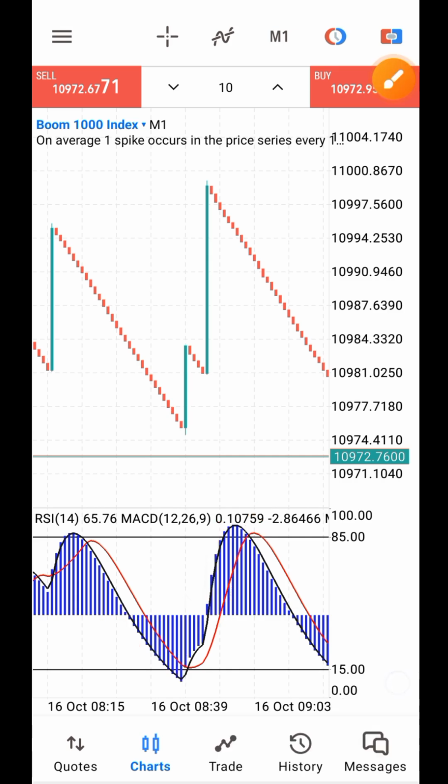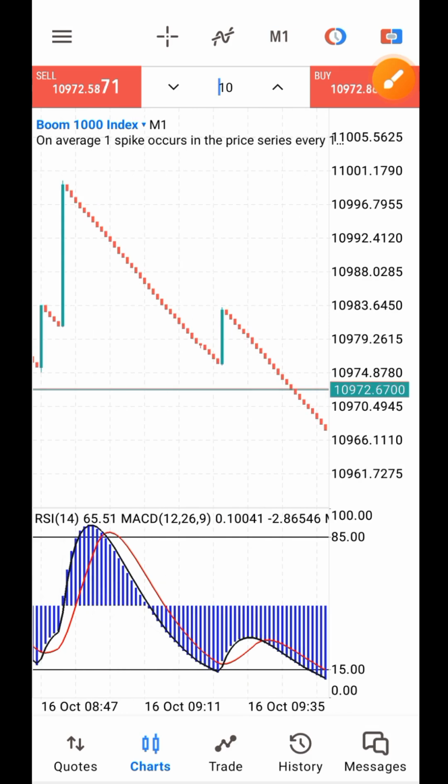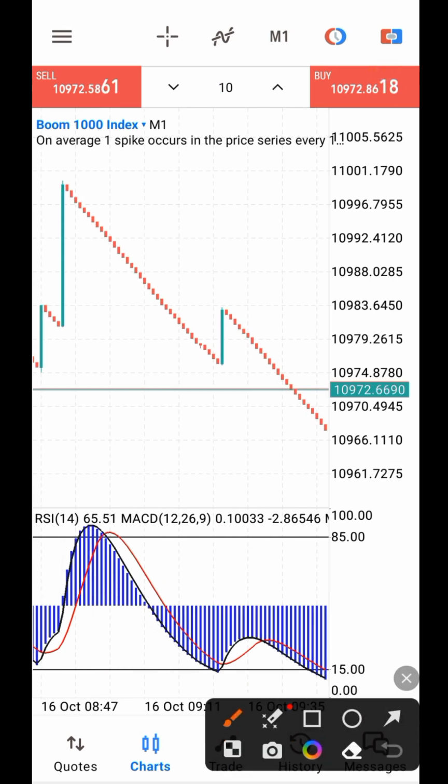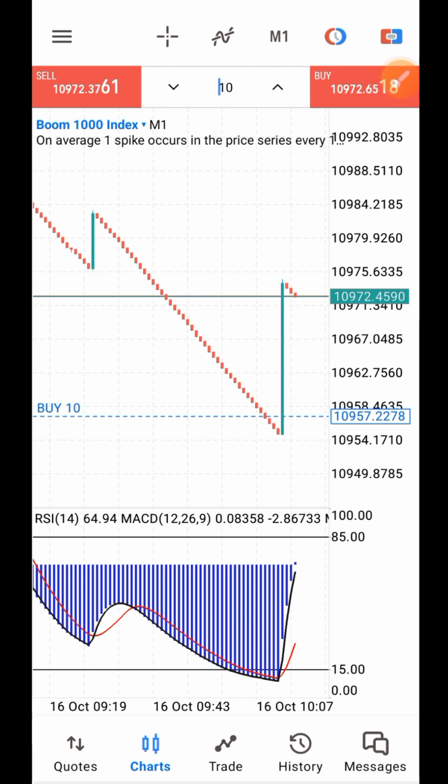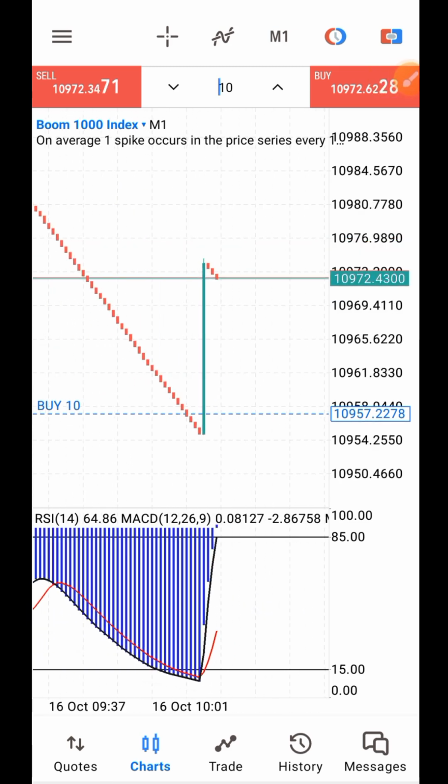And we know the RSI has the overbought and oversold regions, where level 15 is the oversold region, while level 85 is the overbought region. You understand? So when price comes to these regions, we are only buying from Boom and selling from Crash. This is the spike strategy. So we are catching the spike.